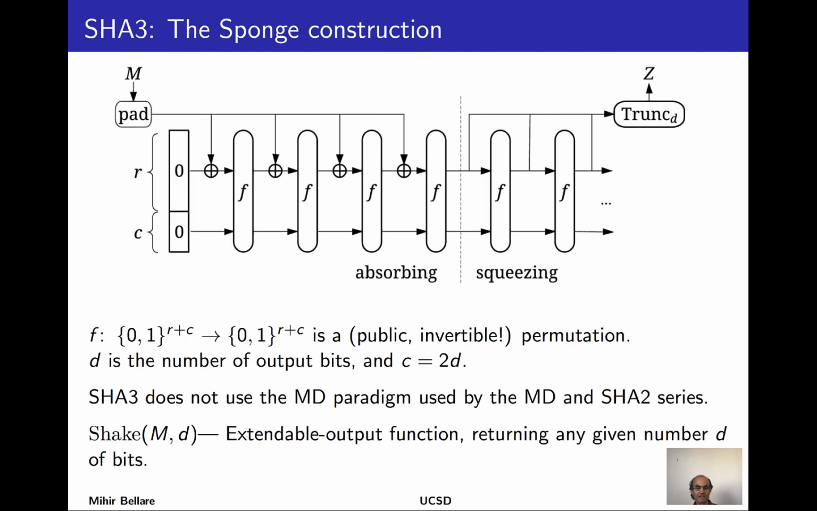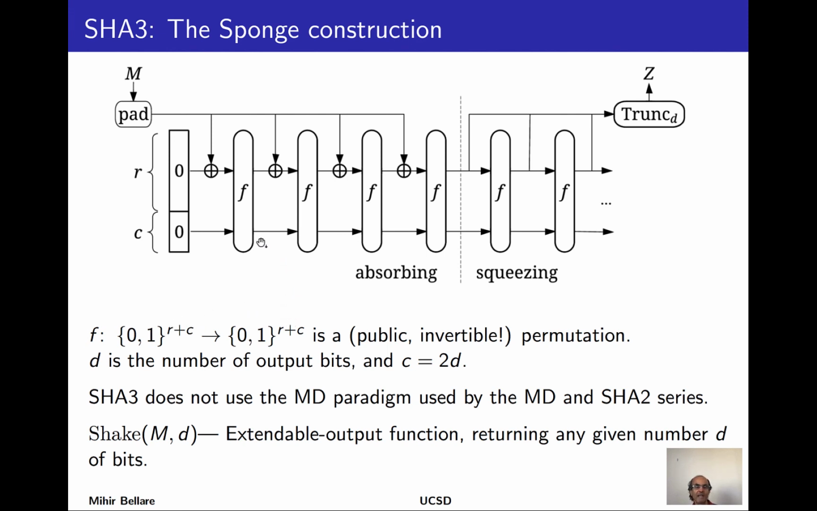So here's a quick look at Keccak, SHA-3. And interestingly, it doesn't use this MD paradigm. It doesn't have a compression function in that form. Its core primitive is a permutation. So F here is a public permutation, not a keyed one, not a block cipher. There's no key, a single function taking some number R plus C of bits into that many bits again.